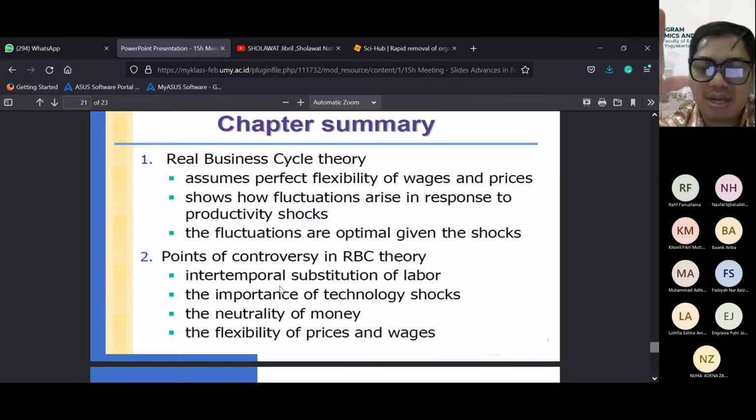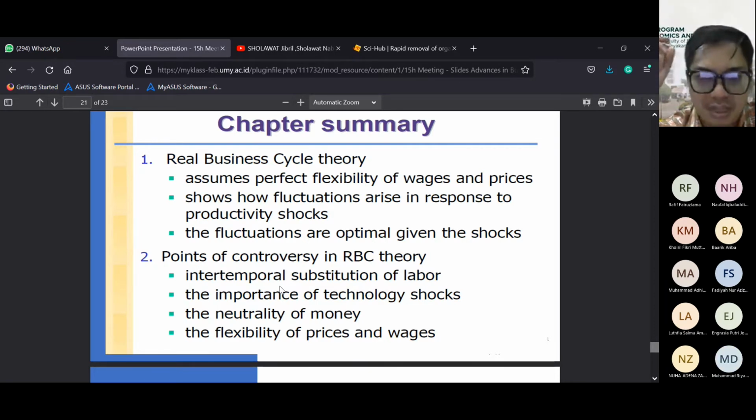And the second one, a point of controversy in RBC, is the intertemporal substitution of labor. It means that labor will have a choice whether to accept work now or postpone the working period to the future. So they have the choice whether to work now or in the future. And the second one is the importance of technological shocks. Here it is part and parcel of what accommodates output fluctuation, neutrality of money, and the flexibility of prices and wages.